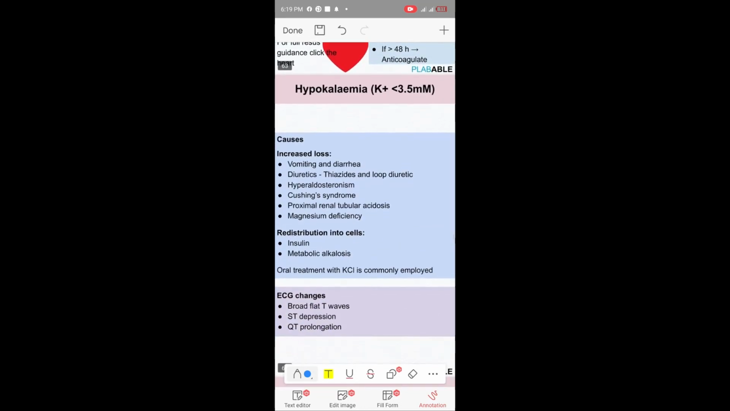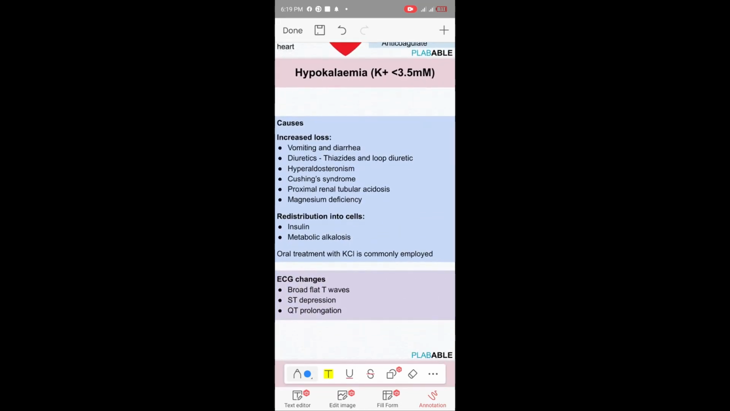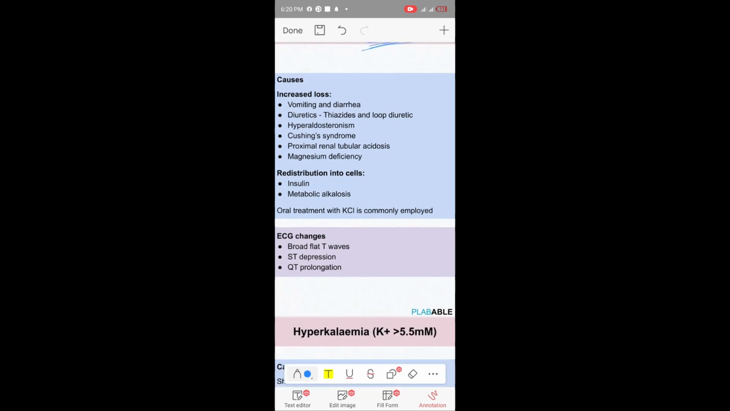Now comes hypokalemia and hyperkalemia. Hypokalemia is when your potassium is less than 3.5, and if it's greater than 5.5, it is hyperkalemia. Now, let me tell you a very beautiful thing: the ECG is important in hyperkalemia or hypokalemia. One thing you people know is that in hyperkalemia, there will be tall T waves.